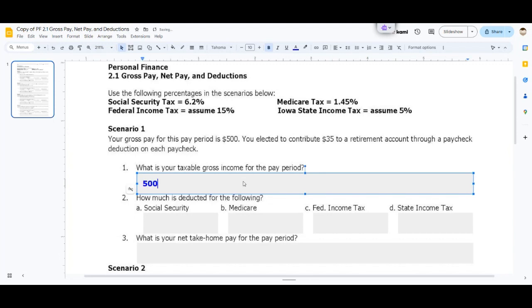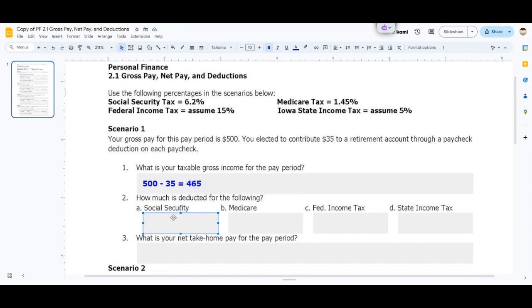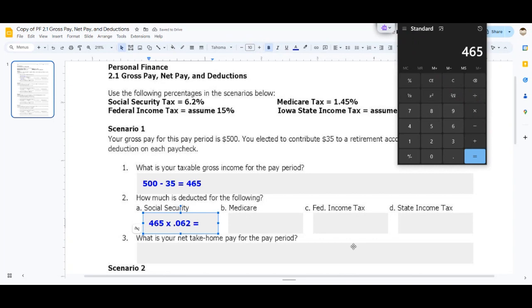So in this case, we would have $500, but 35 is being taken out for that pre-tax voluntary deduction. Okay. And so that comes out to be $465. That's going to be how much is taxed. So we made $500 this pay period, but only 465 of those dollars are being taxed. So we're going to use that 465 to calculate our taxes. So 465 times our Social Security percentage, which is 0.062, that's 28.83.